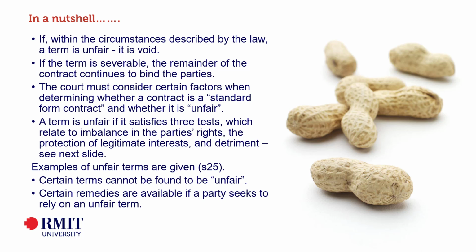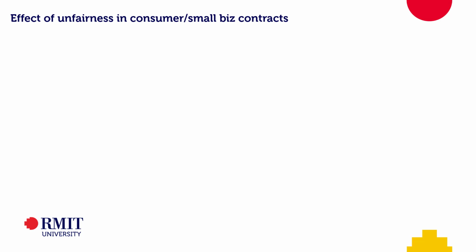The court needs to consider factors when determining whether a contract is a standard form contract and whether it is unfair or not, and there's a slide that tries to summarise those factors. The legislation gives us guidance. It doesn't actually prescribe anything, because whether or not something is unfair can be reasonably ascertained only in context. But it does give us some examples, and Section 25 sets those out. Ultimately, there's a three-pronged test which relates to the imbalance in the rights, the protection of legitimate interests and detriment, which I've already summarised a moment ago, and we'll continue on.